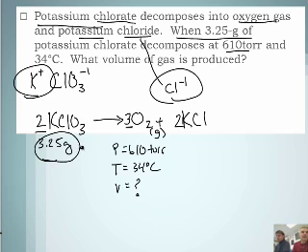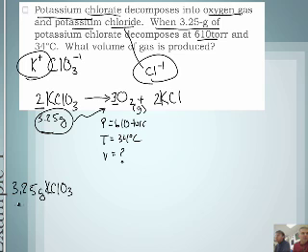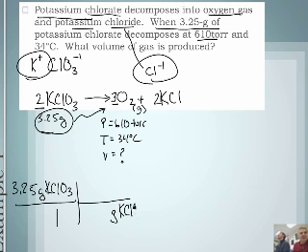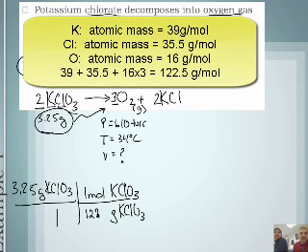So I'm going to take these 3.25 grams and convert to moles of oxygen gas. So watch what I do. 3.25 grams of KClO3 over 1. Now don't tell me you know the molar mass of potassium chlorate off the top of your head. 122.5 grams of KClO3 to 1 mole. K plus Cl plus 3 O's, it adds up to 122.5. I just have it memorized.